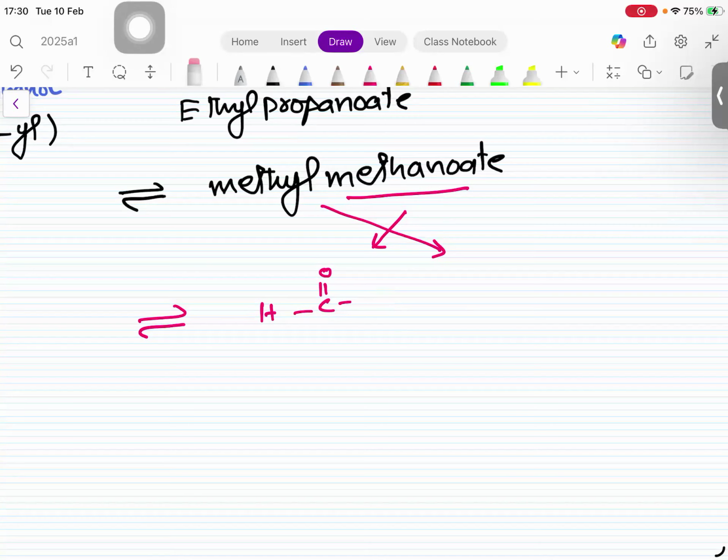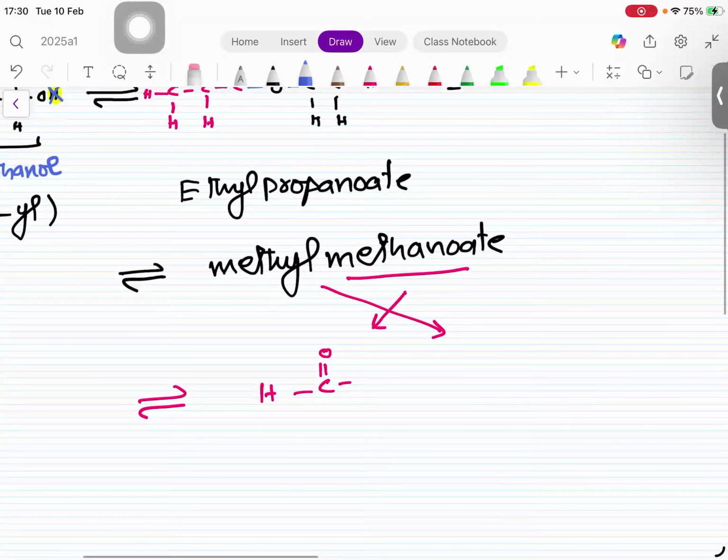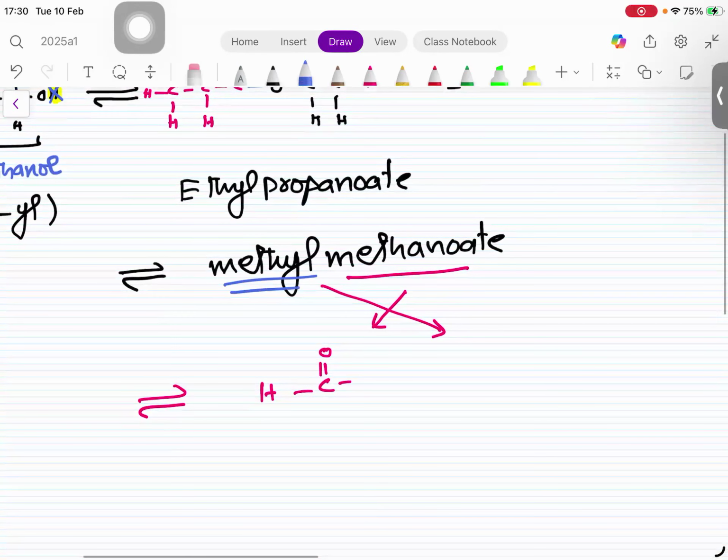Okay, and then methyl means an alcohol with one carbon. So this is O and then one carbon. So I write it here. So this is methyl methanoate.